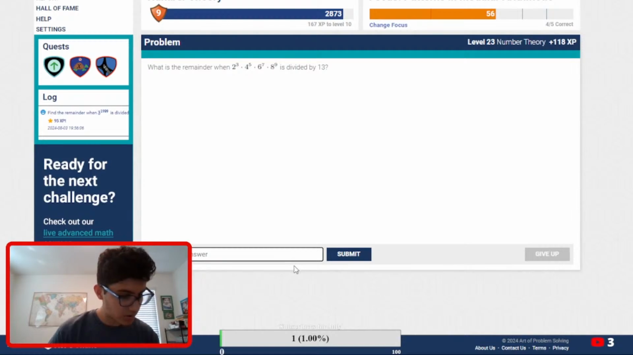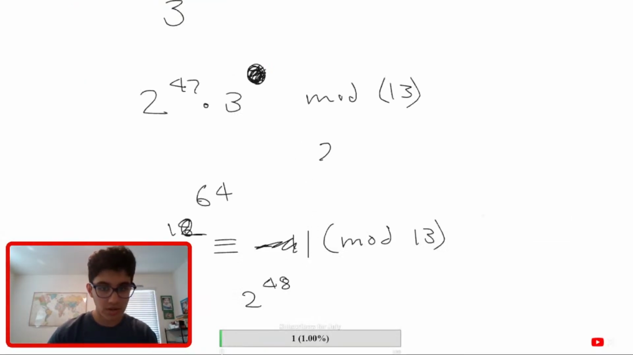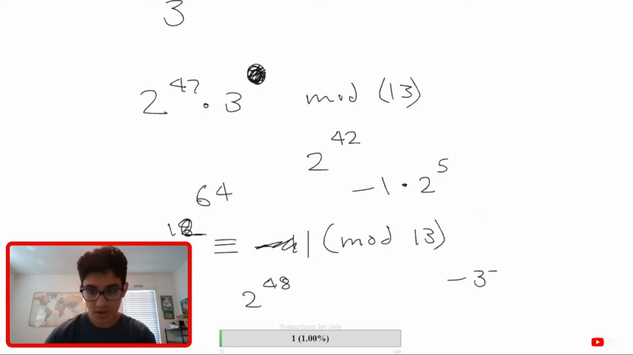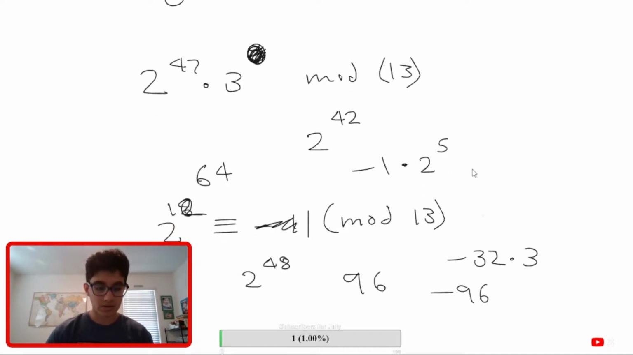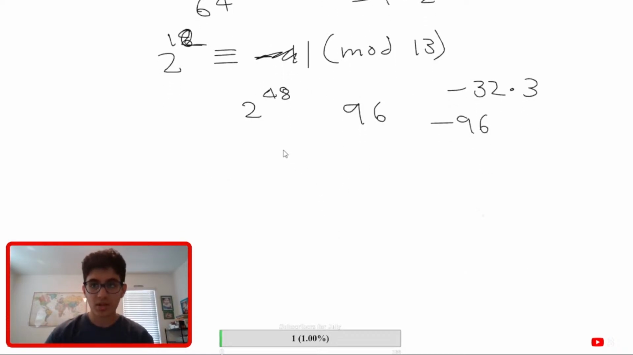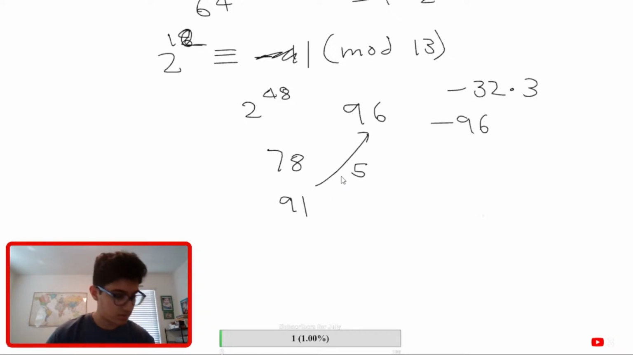2 to the 60th is 1. Yeah, 2 to the 48th is also 1. Let's just do 2 to the 42. Right, that will be negative 1. Then we multiply it by 2 to the 5th. So times 32. So it's negative 32 times 3. That's what I've gotten so far. So negative 96. 13 goes into what? 13 goes into 78 and then 91. So it's just 5. Right?